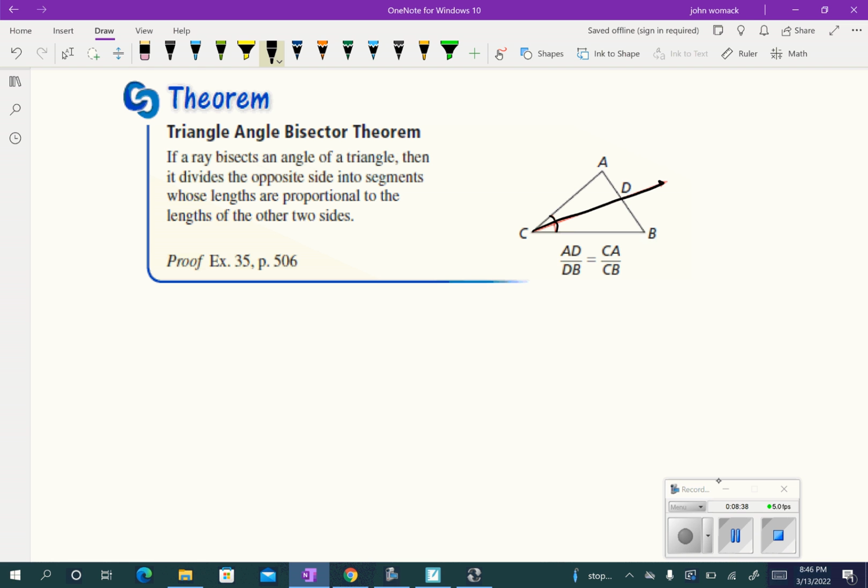If you have an angle bisector, what it says is, if a ray bisects an angle of a triangle, that's the CF part, then it divides the opposite side into segments whose lengths are proportional to the lengths of the other two sides. So if I compare AD to DB, it will be the same as CA to CB. So the ones that go together, right? That one to that one will give you the same thing as that one to that one. And again, there's a proof in the book if you want to look at that.